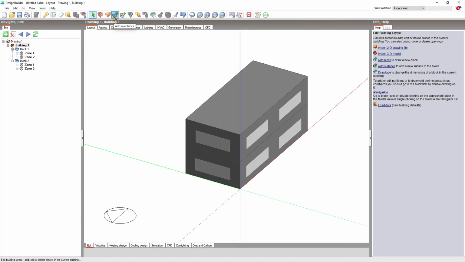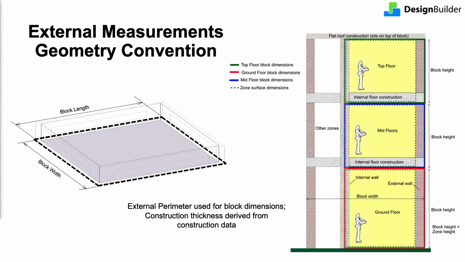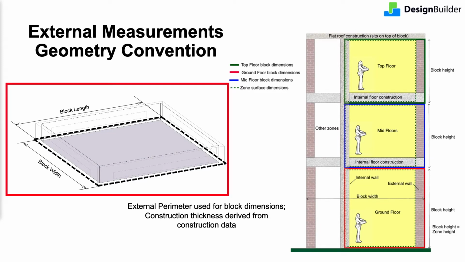Before creating geometry in DesignBuilder, it is important to understand the geometry dimensioning protocols. On the left of this image, you can see what zone level looks like for a single zone building, drawn using the default external measurements geometry convention template. The dashed line shows the building zone perimeter, which is also the zone perimeter for this single zone building. The perimeter is defined to the external dimensions of the zone, i.e. to the external face of the outside walls.